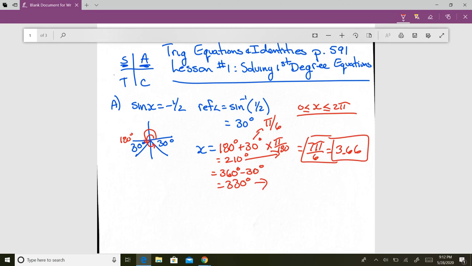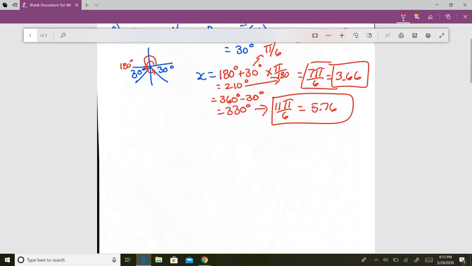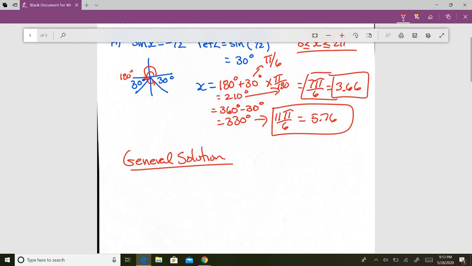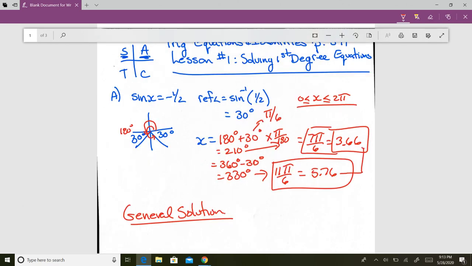330 is a multiple of 30 as well. It is 11 of them. So you could just write 11 pi over 6. Or you could multiply it by pi over 180. And you get 5.76. Both of those are the same. Now, here's the new part. Right below it, it says, what is the general solution? So these two answers, 5.76 and 3.66, or 7 pi over 6, or whatever, 330 and 210, are the answers that fit in this domain.